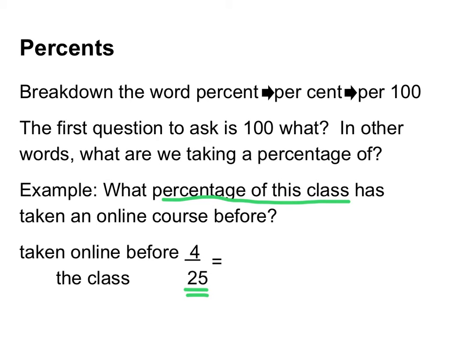I can scale that up to 100. So I multiply by 4. I end up with 4 25ths is equivalent to 16 hundredths. Therefore, it's 16%. I'm going to show you really quickly here sort of where that little symbol came from.